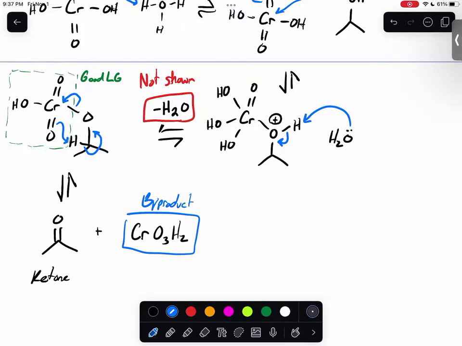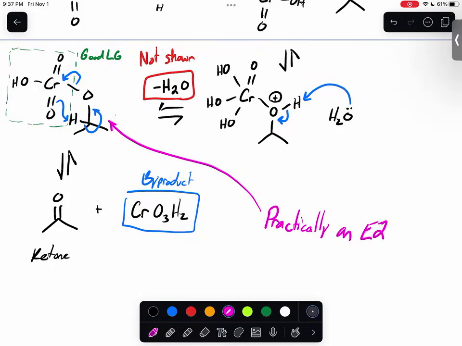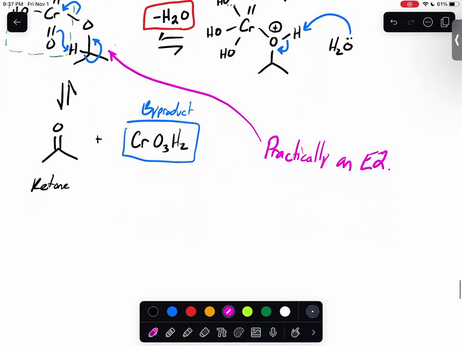So, what's the moral of the story here? Essentially, the moral of the story is that it is just an E2, right? This mechanism right here is a single step elimination. It is practically an E2. All right. And that's what oxidation is. It's just an E2. Now, that being said, oxidation would be very, very simple if that's all we had to worry about, but there are a couple hang-ups that we have in this reaction. And one of those is with primary alcohols.